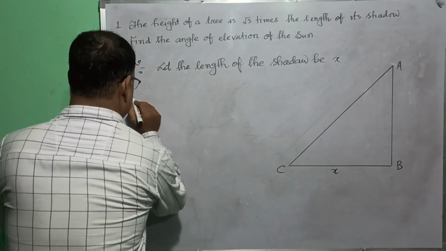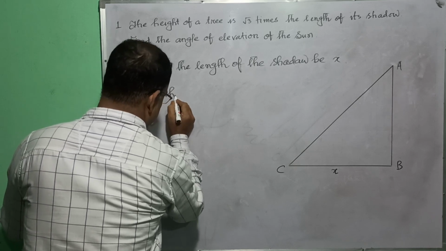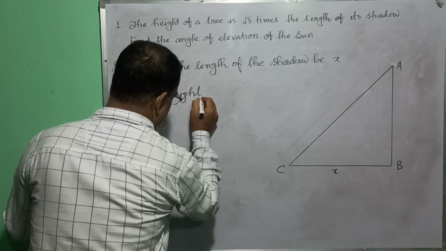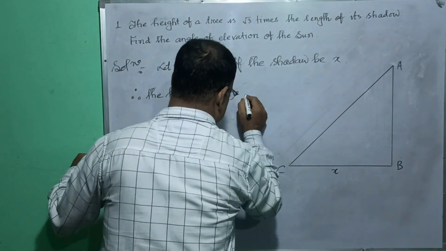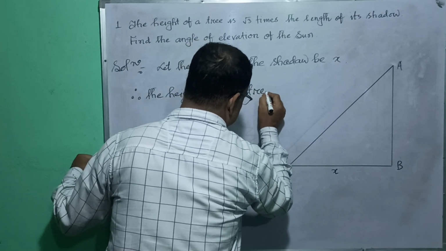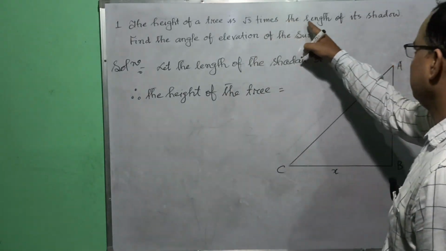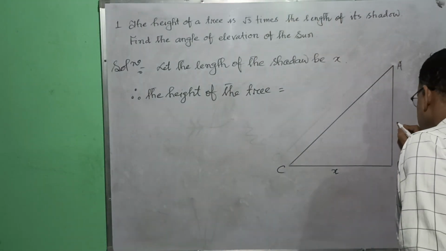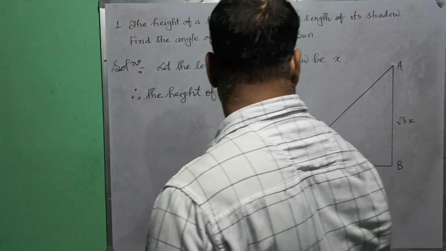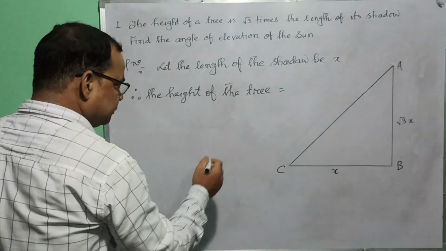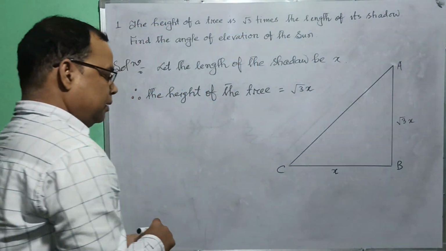So from this we can write, therefore the height of the tree equal to, as it is given, √3 times the length of its shadow. So we can write √3x. So this is the height. So here AB will be √3x.